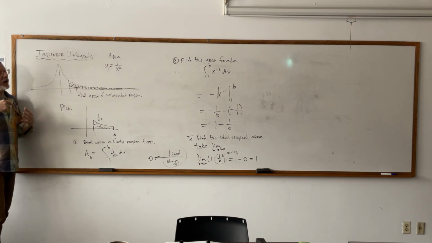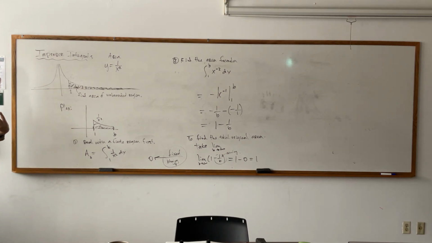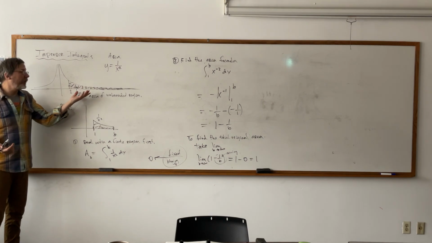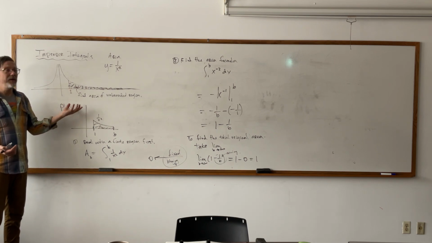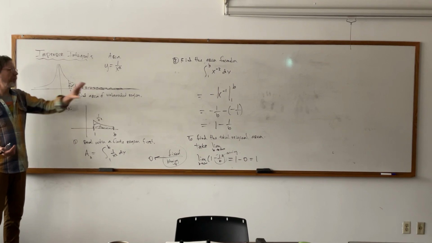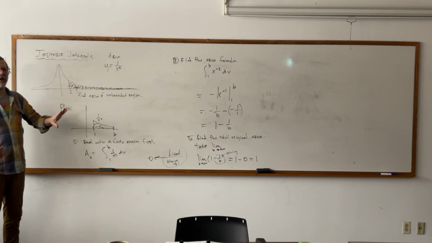So this is a really kind of crazy idea. It's a very mathy thing. I've got a region that is infinite in size, but finite in area. That's weird, but it's part of our life in Calc 2. Does this process make some sense, what has just happened here?